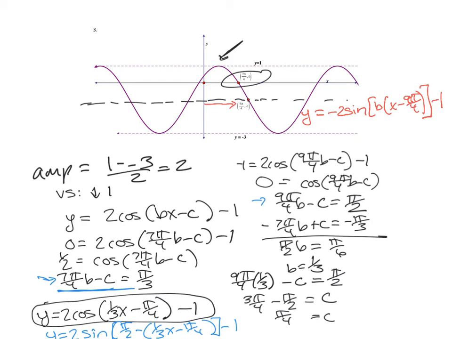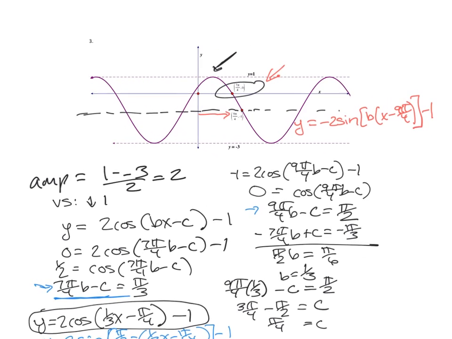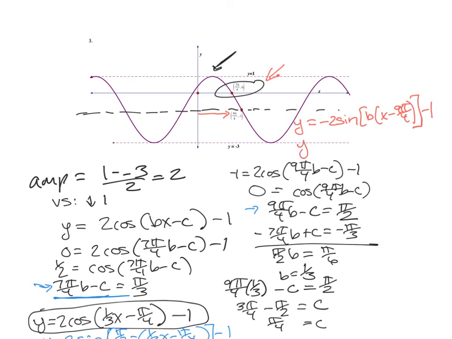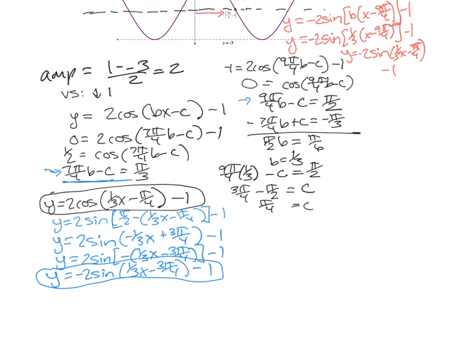Then I just need to plug in this point to find my b value, and so I end up with just one unknown. Notice, if you've done it properly, you will get the b value being 1/3. Let's see what happens with this equation. We should get exactly what we got before. So if I plug in 1/3, then y equals negative 2 sine of 1/3 x minus 3 pi over 4, and then, of course, we still have the minus 1. So notice that's exactly what we got before.